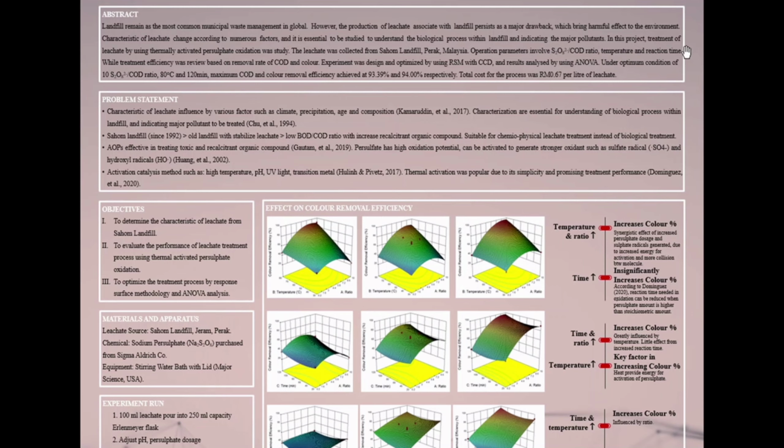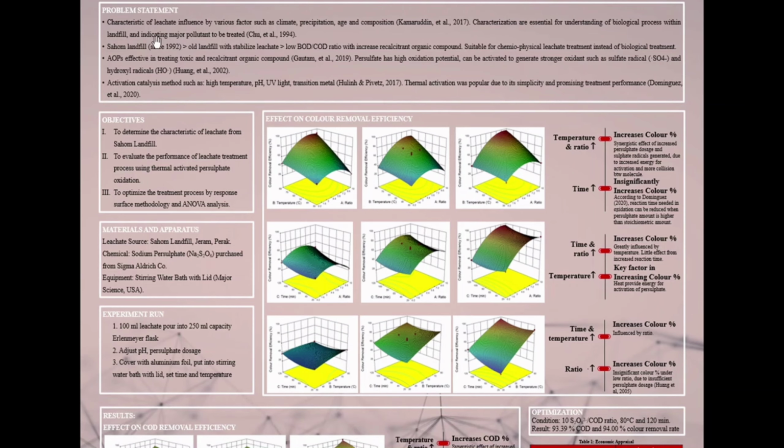In this project, treatment of leachate by using thermally activated persulfate oxidation was studied. Leachate was collected from Sahom landfill, Perak, Malaysia. Three operation parameters involved: persulfate to COD ratio, temperature, and reaction time. Treatment efficiency was reviewed based on removal rate of COD and color. The experiment was designed and optimized by using response surface methodology with central composite design and the results were analyzed by using ANOVA.